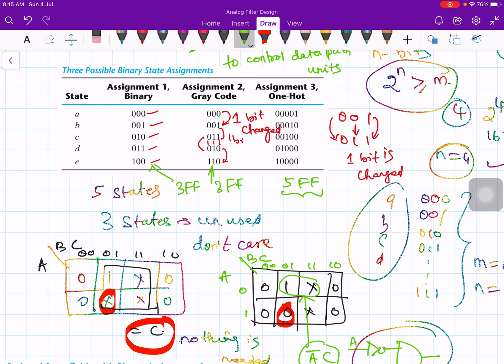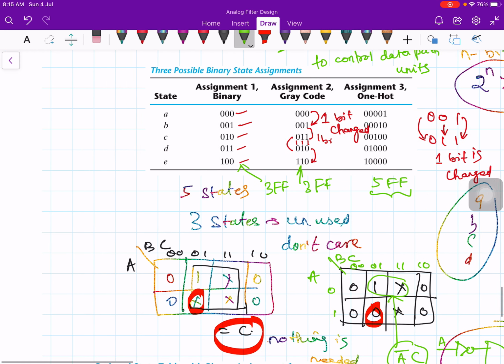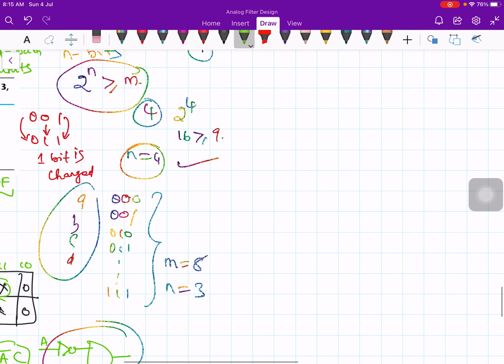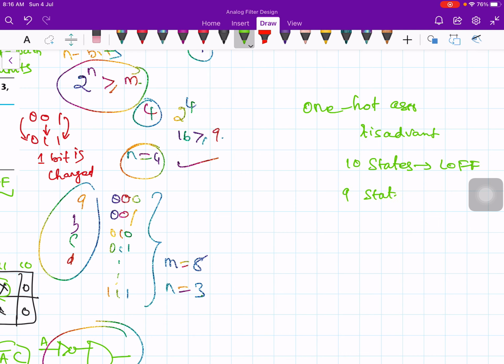This one-hot assignment uses as many bits as there are states in the circuit. So if there are 5 states, I need 5 flip-flops. That is a drawback of your one-hot assignment, a disadvantage. If you have 10 states, we need 10 flip-flops. If you have 9 states, you need 9 flip-flops. That is a drawback.